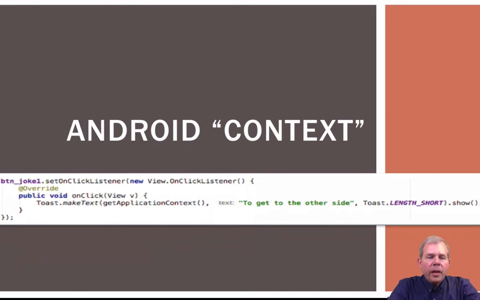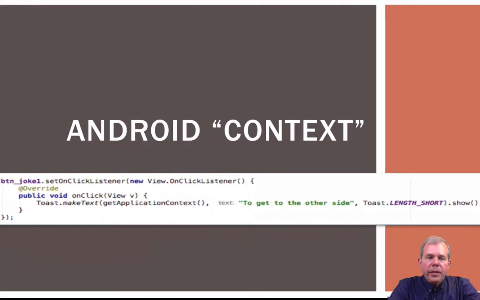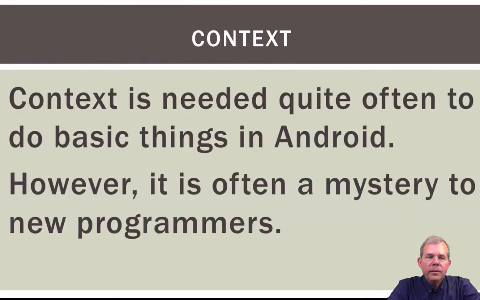So you can see in this line here that there is a toast, and it says we are going to produce the answer to a joke, which the answer is to get to the other side. So obviously the question was, why did the chicken cross the road? Anyway, the toast message requires a parameter called a context. And you can see that I'm using the get application context command here. So what is this, and why does it appear so often in many of the features of Android?